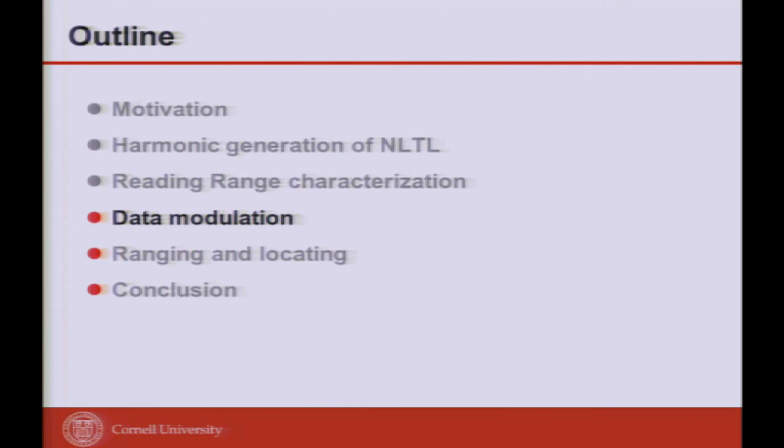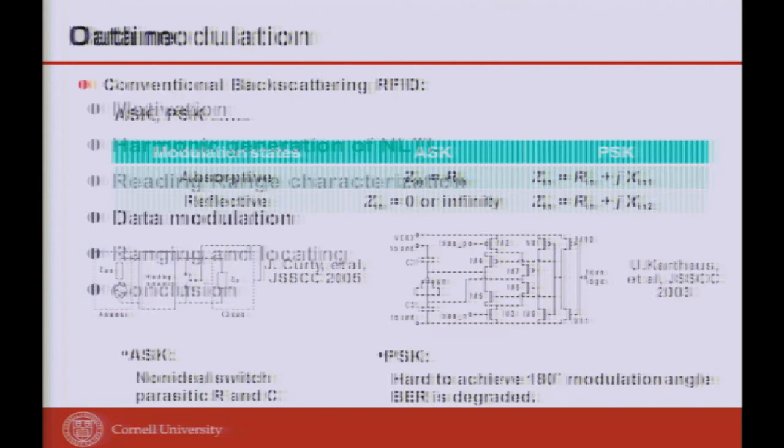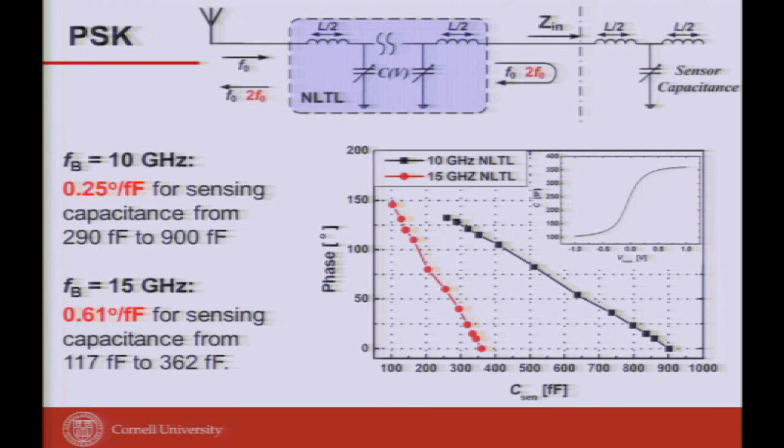Data modulations. For time's sake, I'll jump over the entire data modulation section, except this one, that seems to be of some interest. This is also where the locating comes from. We change the sensing capacitance as the ending capacitance, and we try to measure the phase difference caused by the change in the sensor capacitance. We figure out this line, a very stable line. In different designs we get about 0.25 degrees per femtofarad change in the sensing capacitance, or in another design, 0.16 degrees per femtofarad change.